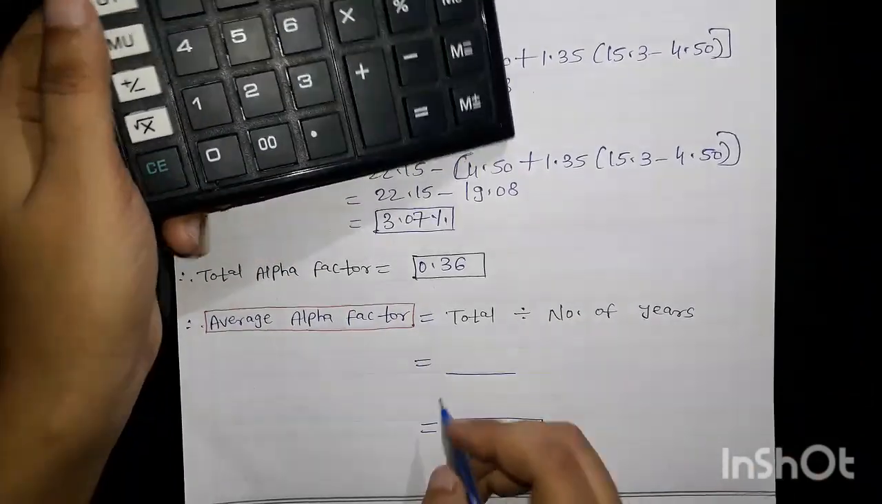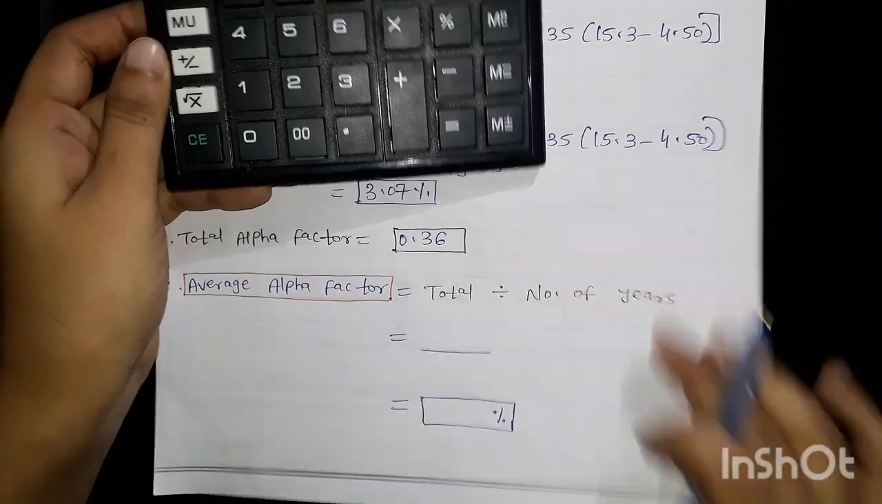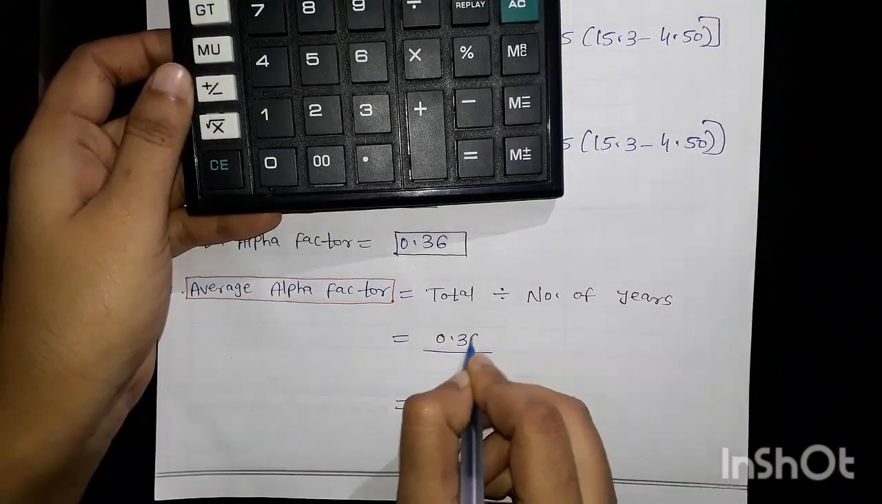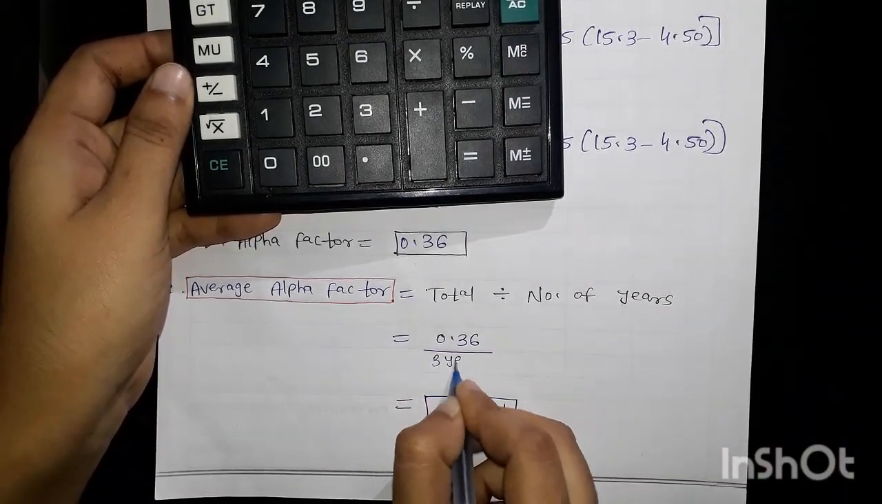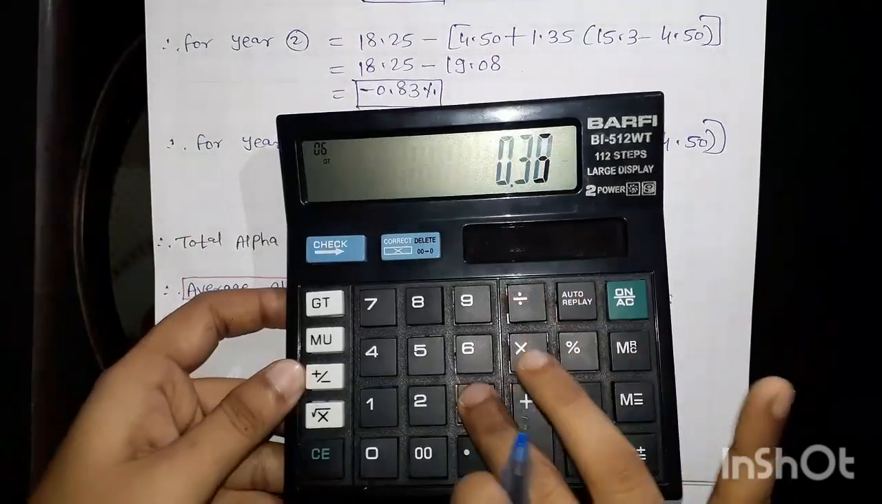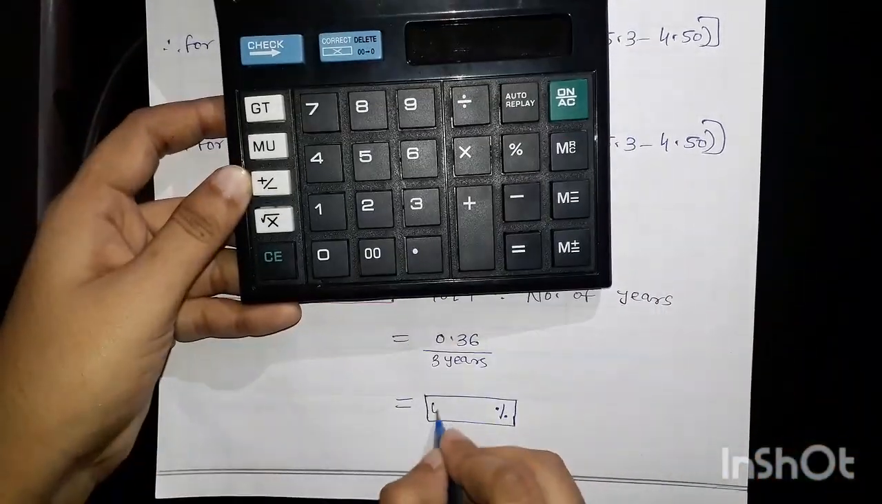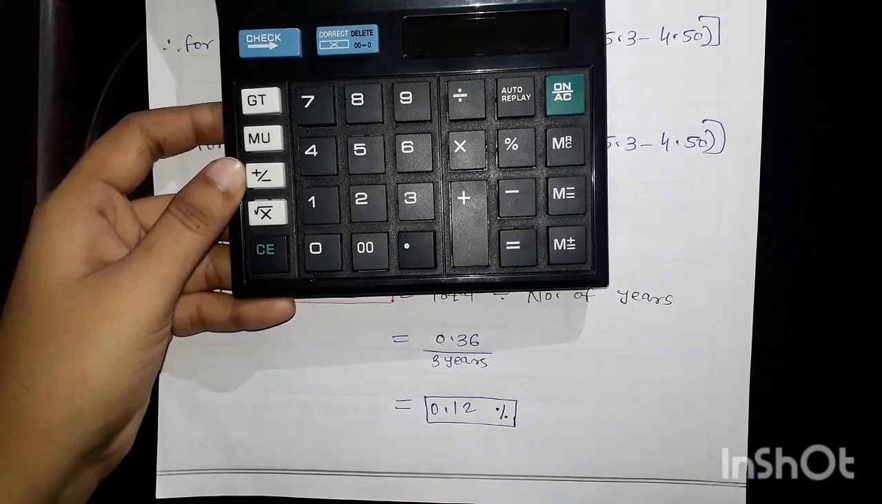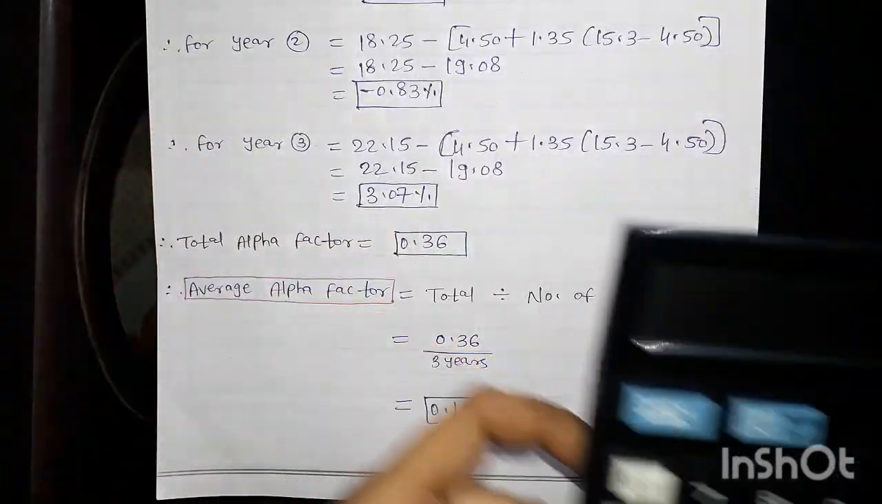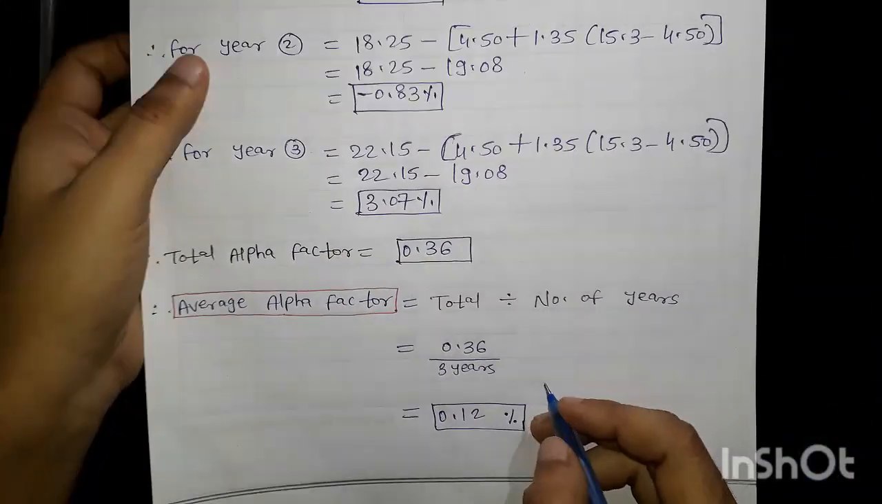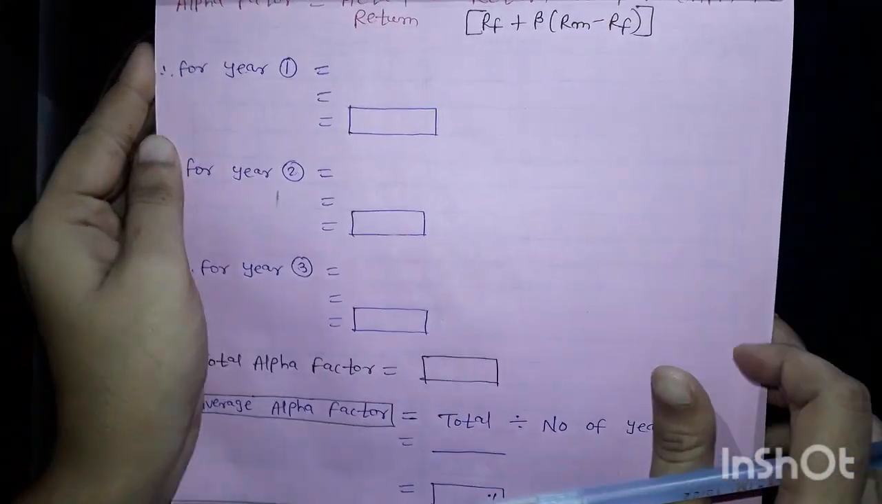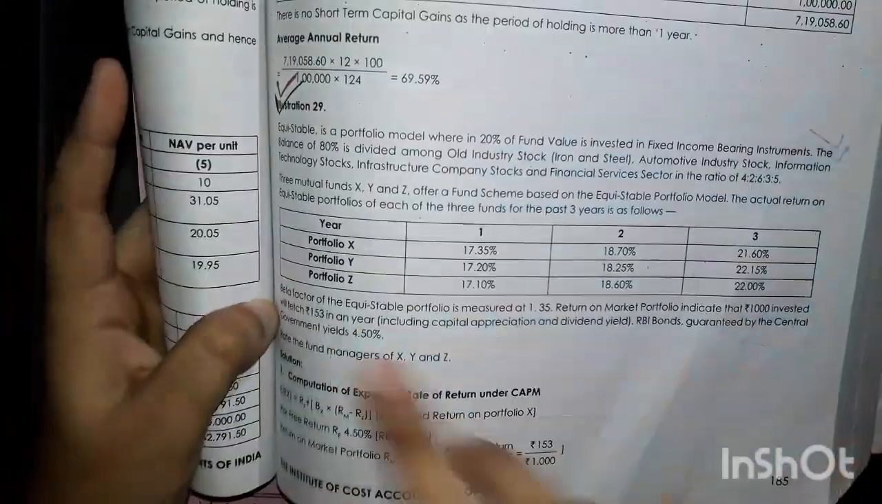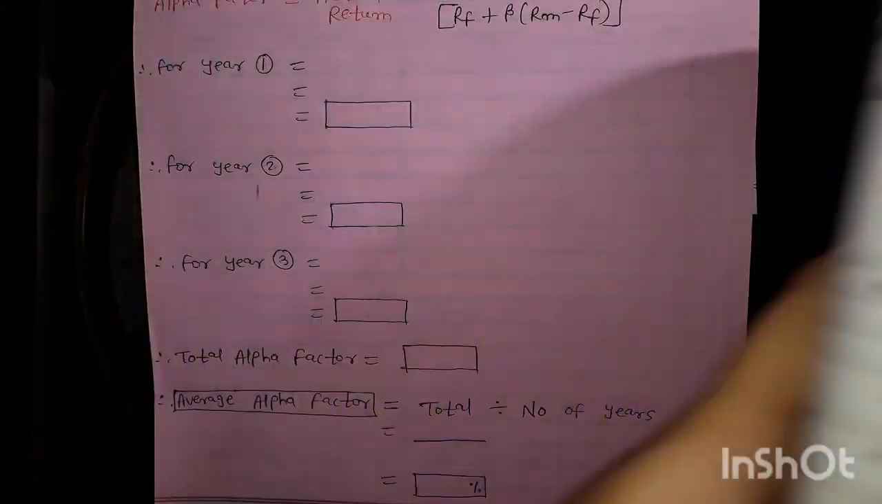Okay, so I will find out the average alpha factor here. The total is 0.36 divided by 3 years. So divide by 3, I got 0.12%. Okay, 0.12%. So after that I will find out for the last portfolio, that is portfolio Z. So here this is portfolio Z and the actual returns are given.